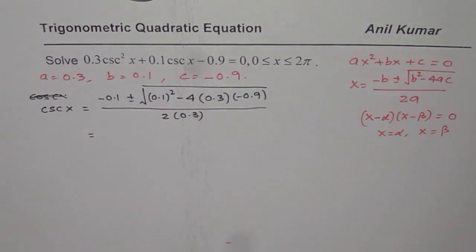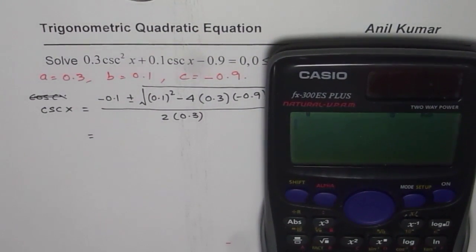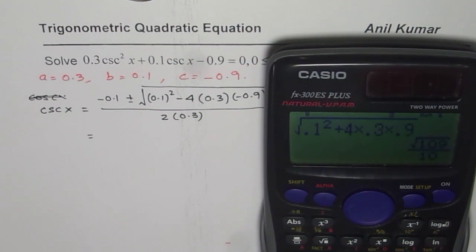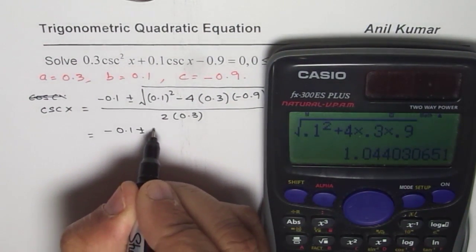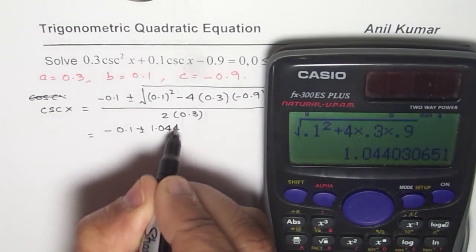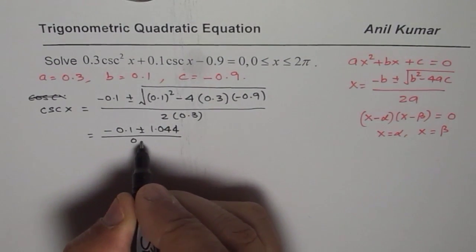Now you have to use the calculator to find cosecant x. So let's begin with the square root part. We have the square root of 0.1 square, minus and minus is plus, so I'm just writing plus directly, 4 times 0.3 times 0.9. Let us convert this to a decimal value. So we get 1.044. So let me write this as minus 0.1 plus minus 1.044 divided by 2 times 0.3, which is 0.6.